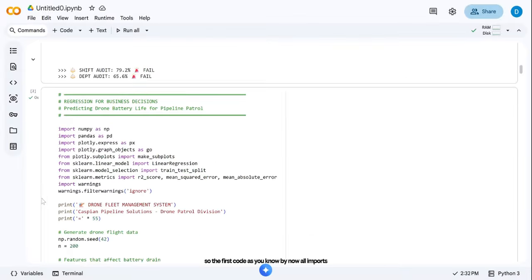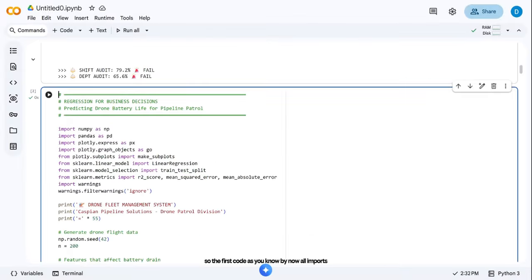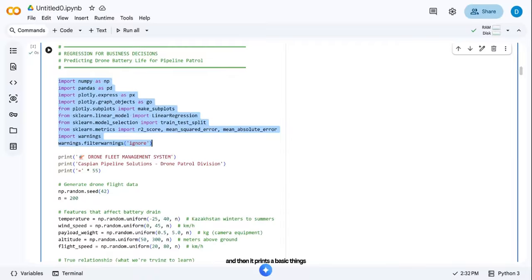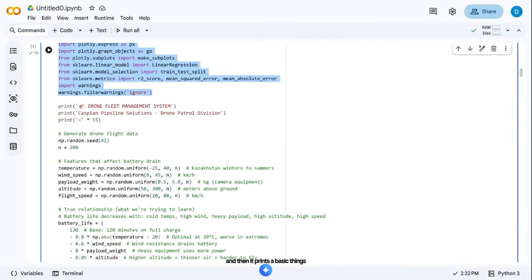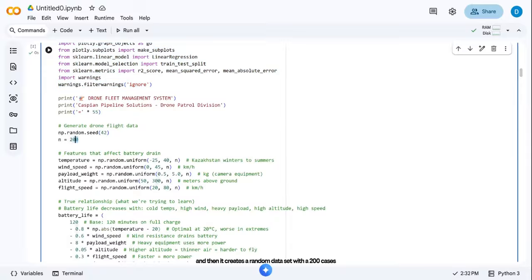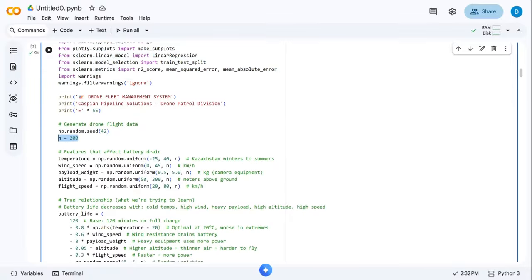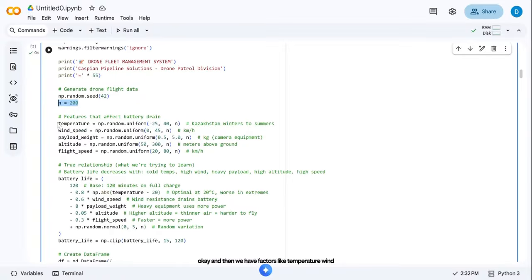The first code, as you know by now, is all imports, getting all the libraries to run the code: NumPy, Pandas, Plotly, sklearn, and so on. Then it prints basic things, and then it creates a random data set with 200 cases. We have factors like temperature, wind, payload, altitude, and flight speed. Why do we need these features?